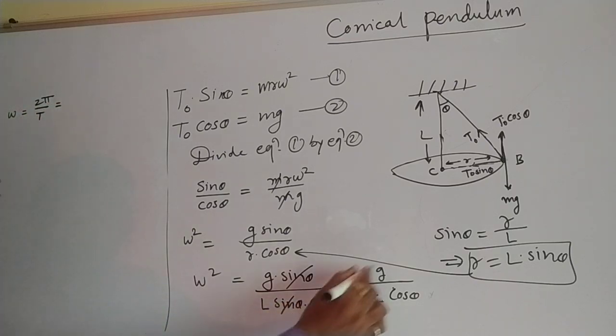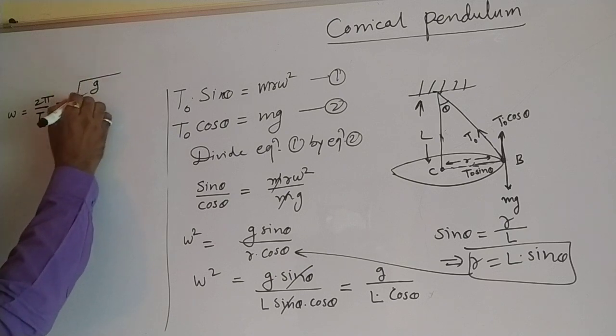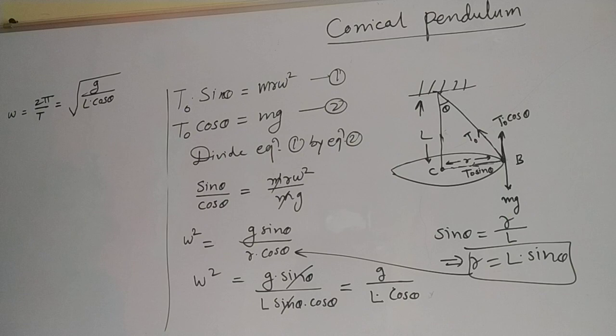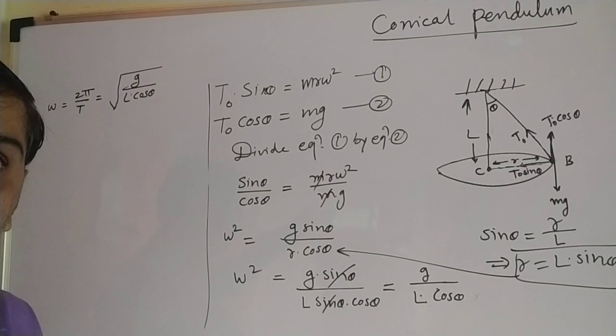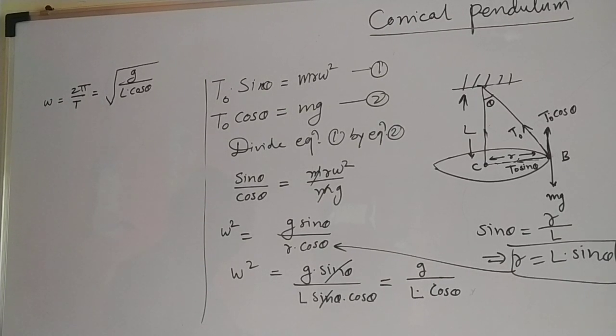So omega is what? Square root of this, equal to square root of g divided by L cos theta. That is omega equal to 2 pi by T. Omega equal to 2 pi by T, and that is equal to square root of g divided by L cos theta. That is equation 1.7.